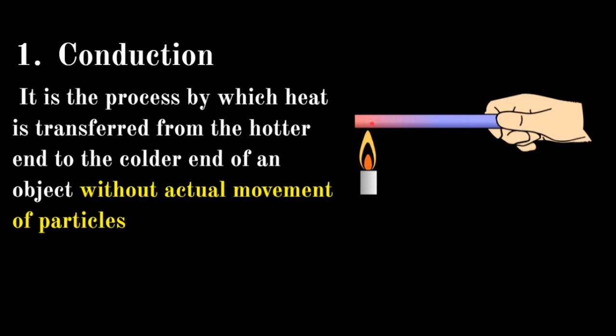So these neighboring particles thus start moving faster. In turn, they pass their energy to the particles farther away from the flame. This process continues, and each particle keeps transferring its energy to the next particle while vibrating about its original position. Thus, heat is transferred from one end of the rod to the other without the actual movement of the particles. This way of heat transfer is called conduction.